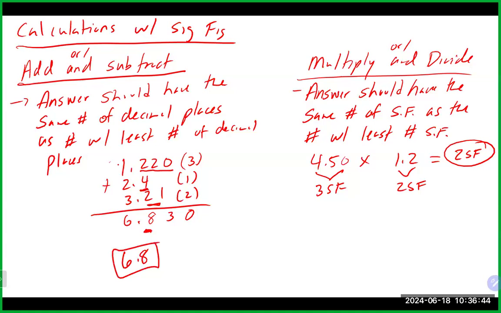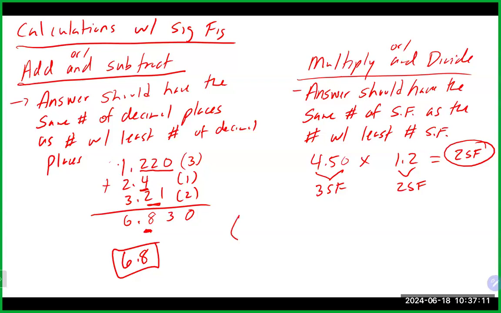6.8 has 1 decimal place, but how many significant figures? It has 2 significant figures, right? And that's important because sometimes you do all these things together. Sometimes you might add and subtract and multiply and divide and mix and match things. So when you are doing calculations with multiple steps together, you do want to keep track of your significant figures and where your answer should end up.